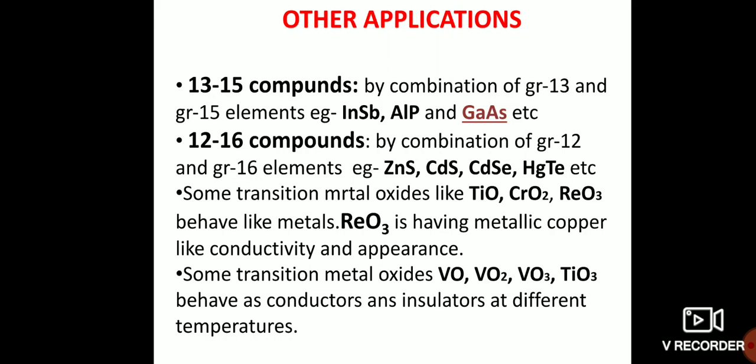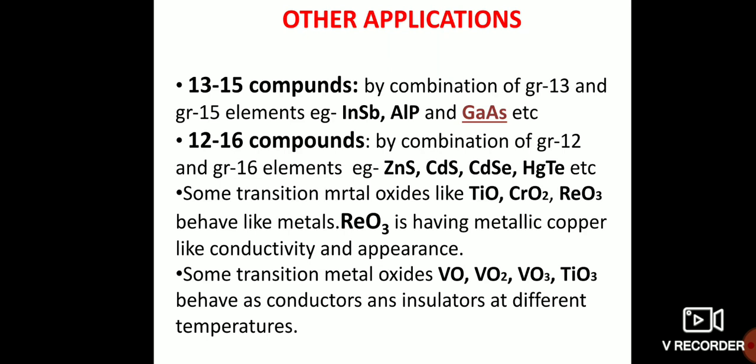Some other applications are there. 13-15 compounds. These are formed by the combination of group 13 and group 15 elements. Examples are indium antimonide, aluminum phosphide, gallium arsenide, etc. Gallium arsenide is very important as it is used nowadays as a semiconductor.